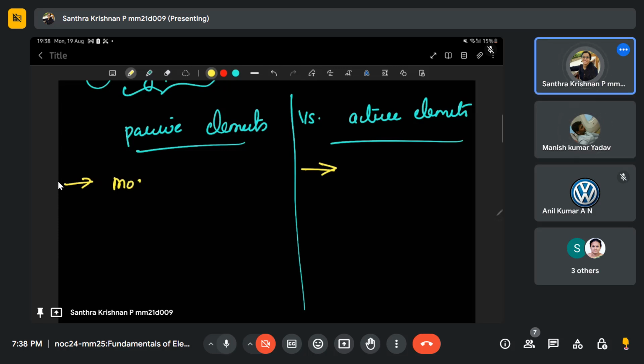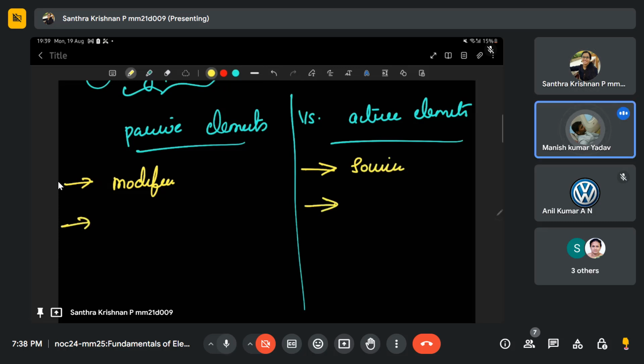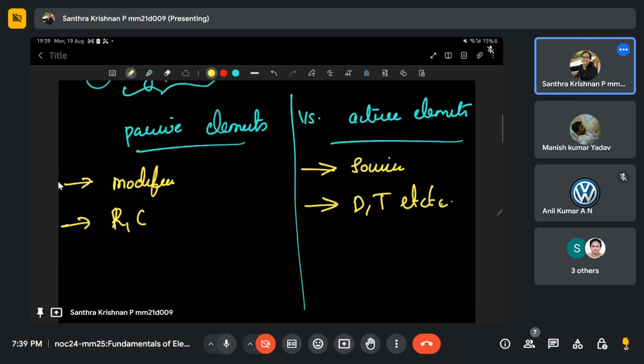Yes, it modifies. And in active elements, what happens? They act as the energy source. Now, can you give me some examples? Resistor, capacitor are passive elements. And active elements: diode, transistor, op-amp, BJT, FET, JFET, MOSFET, etc. There are lots here.